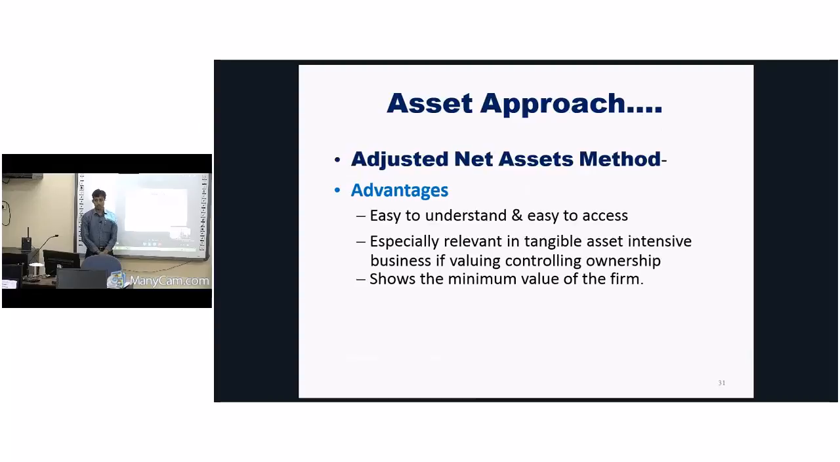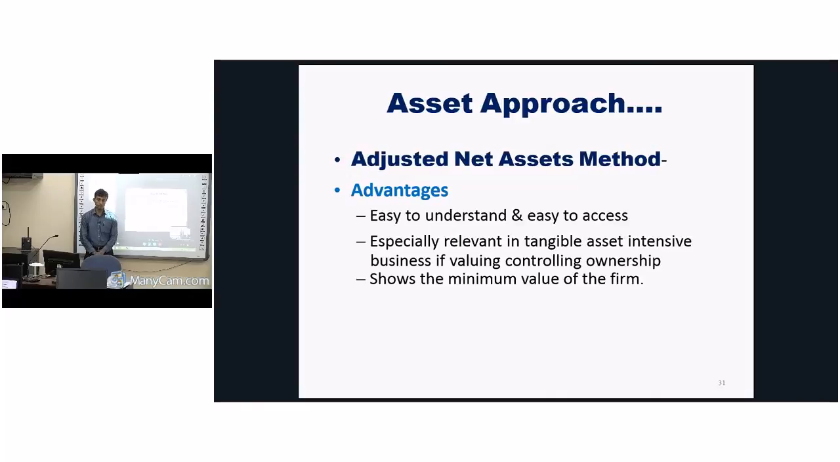Why? They have a lot of capital assets. So the value of the business will be represented through the tangible assets. But if your business has a lot of intangible assets, then it's not going to be a very good method when it comes to valuations. The last point: it shows the minimum value of the firm. What do you mean by shows the minimum value of the firm?